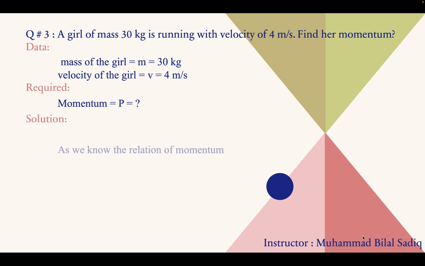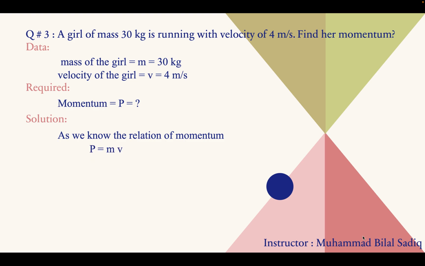So solution, as we know, the relation of momentum is P equals mv. Putting the values in the equation, I will get P equals 30 multiplied by 4, and the unit of momentum is kilogram meter per second. So the total answer of the momentum is P equals 120 kilogram meters per second. So that is the answer of problem number 3.